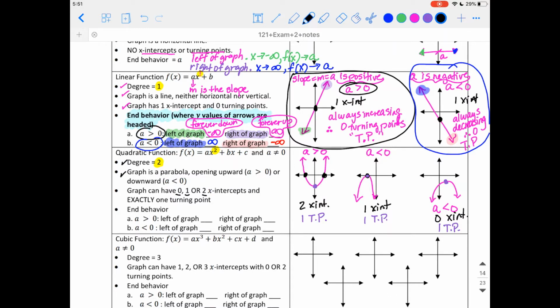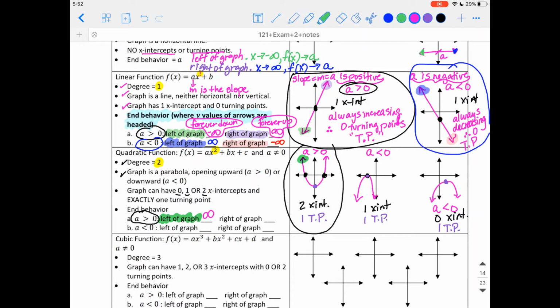So end behavior where a is greater than 0. So for a greater than 0, I can look at this one right here. And all of the parabolas that have an a greater than 0, which are positive, have this end behavior. So for a greater than 0, the left of the graph is this arrow. So where are your y values headed? They are headed forever up.